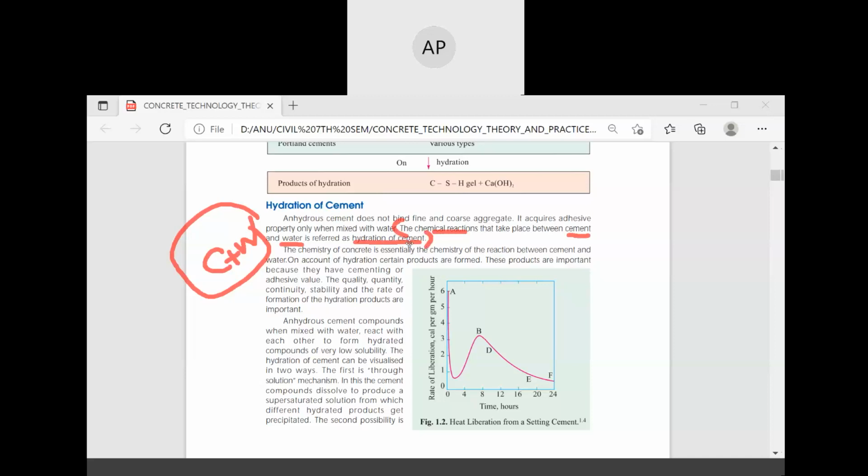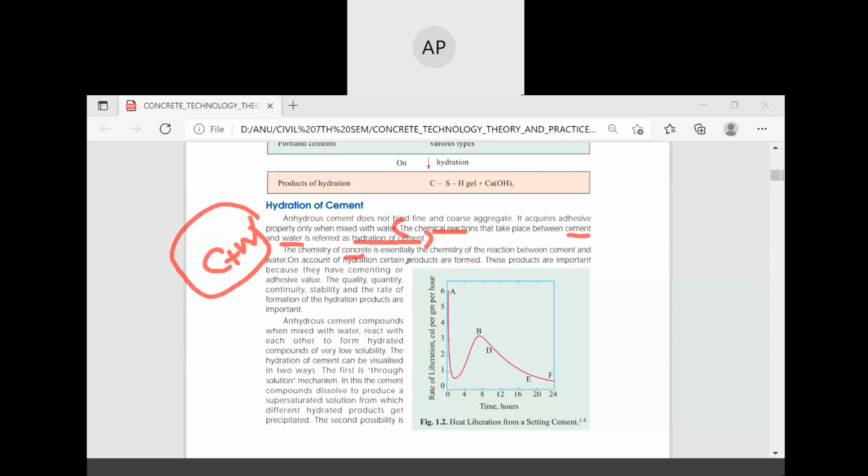Why is it a chemical reaction? Because chemical compounds are there in cement, isn't it? Silica, lime, all these are chemicals. That's why it is called a chemical reaction. The chemistry of concrete is essentially the chemistry of a reaction between cement and water.